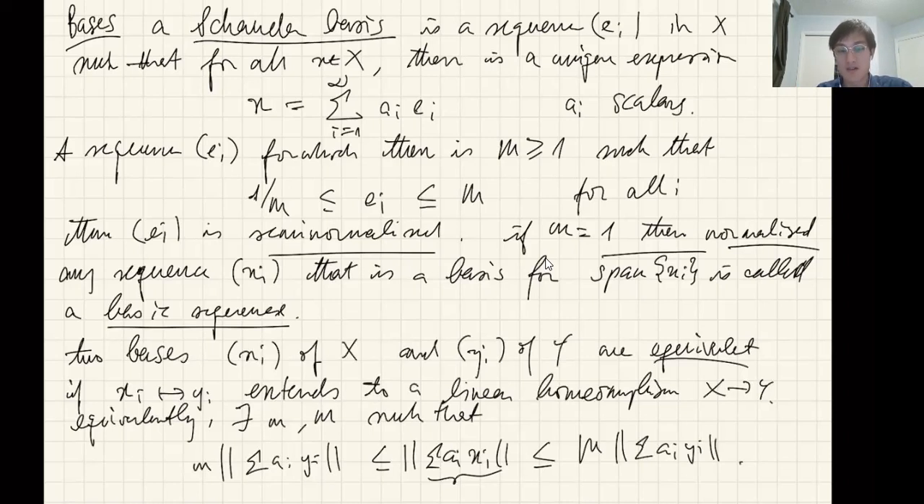And of course, this is a symmetric relation, because if you want to sandwich y_i instead, you can just take 1 over the big M and m on the other side. And so it's a symmetric relation. Okay, so now let's talk about block bases.